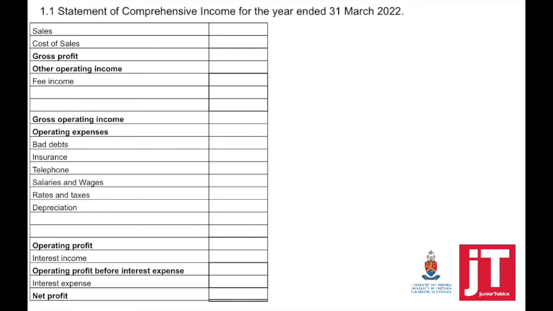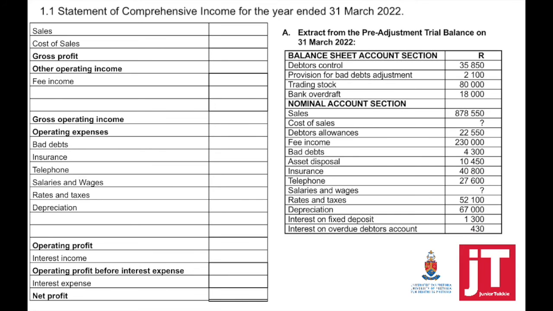Now we've done all the adjustments. We're actually now going to start with question 1.1. So I'm going to show you now how you approach this. Step number 1, we start with all the totals from the nominal account section. You should know that all income and expenses appear in the nominal account section.